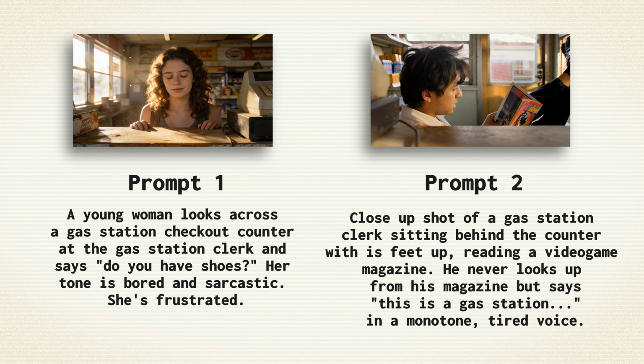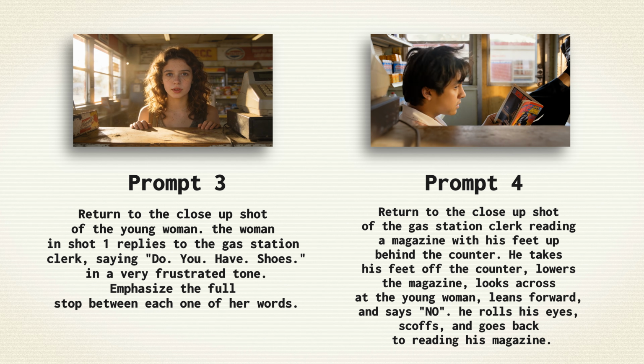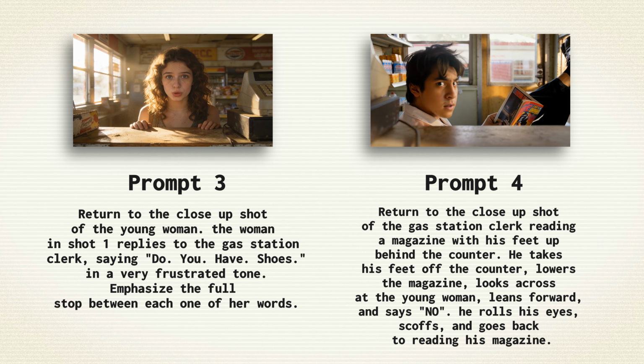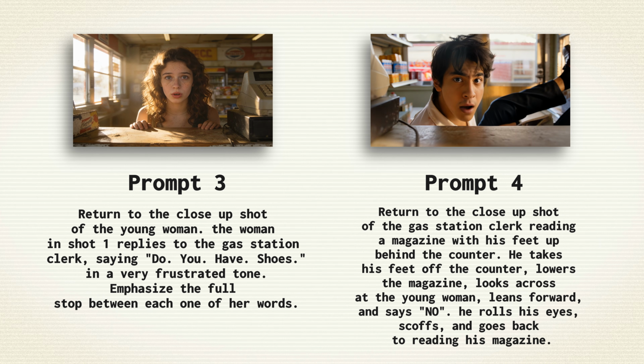The first 2 shots set up our main camera angles and follow the principles of prompting that we just talked about. But for the last 2 shots, I started the prompt specifically instructing it to return to the close-up shot of the woman and the close-up shot of the gas station clerk. It's as simple as that. The AI understood exactly what I was looking for.